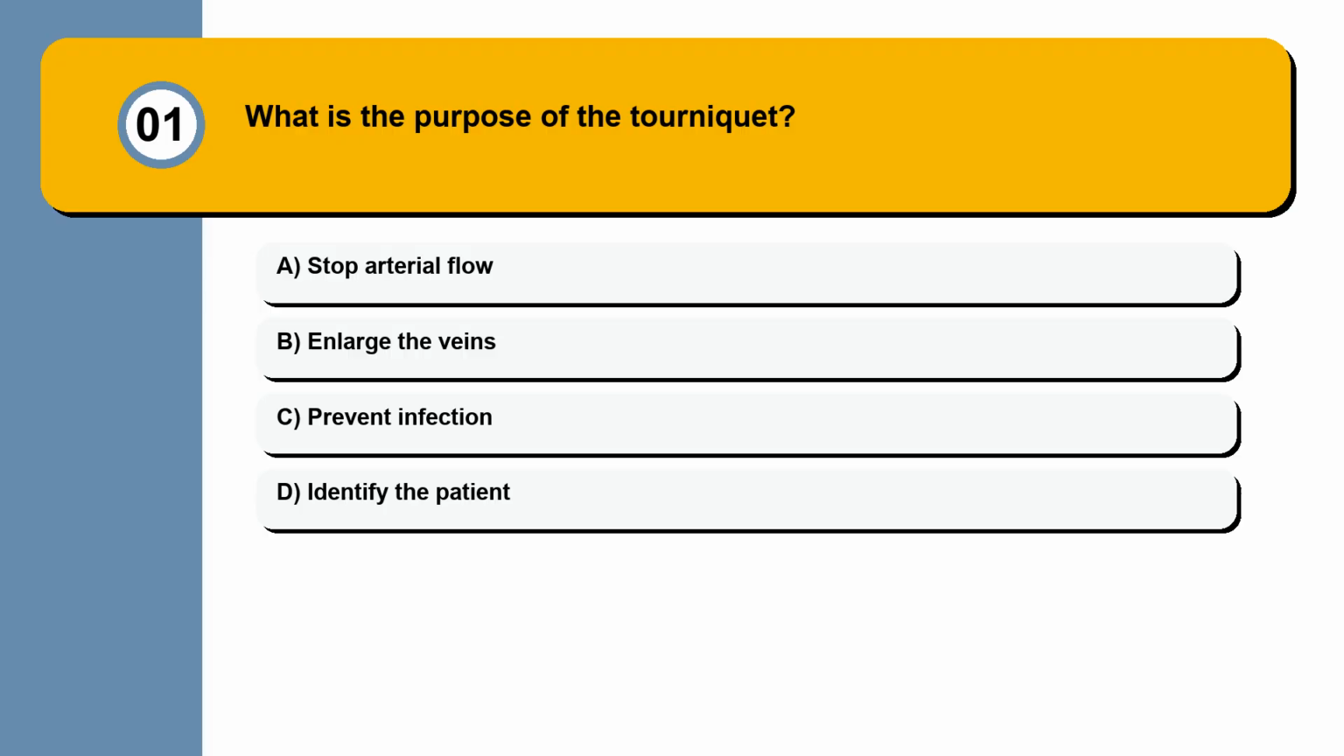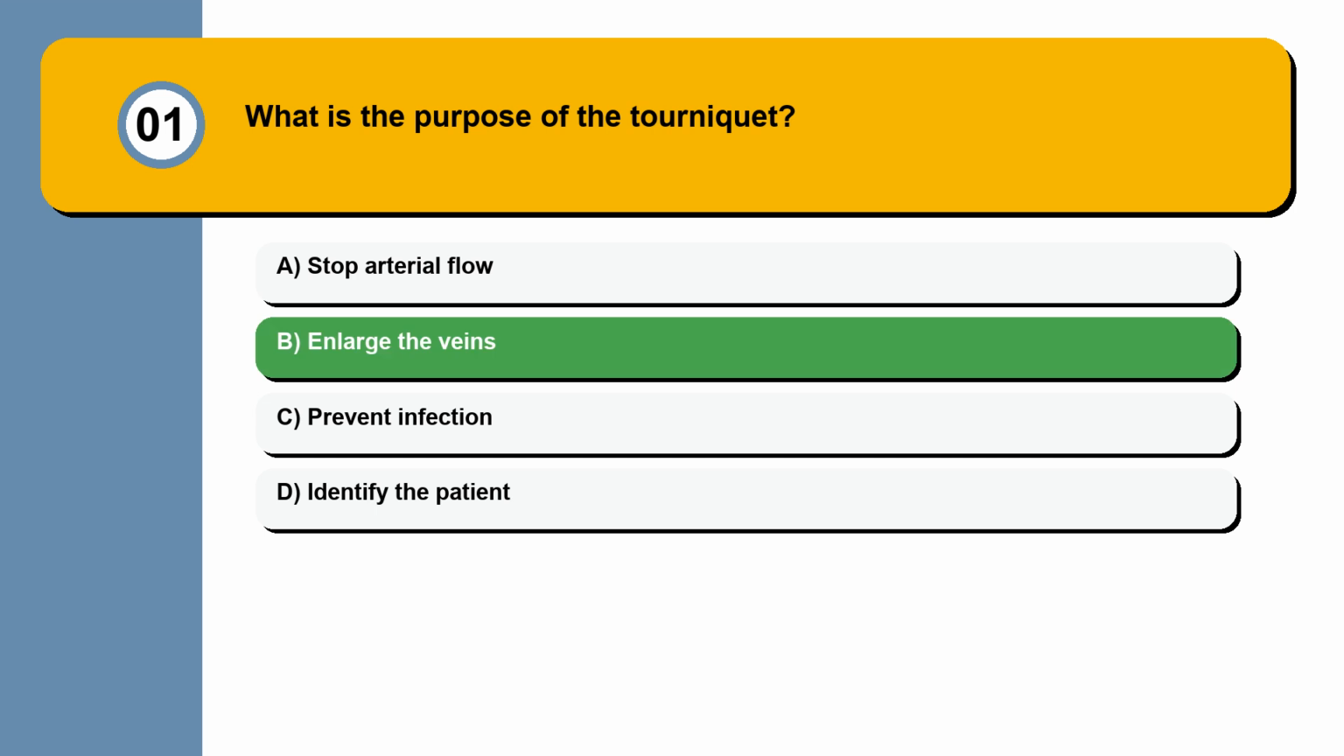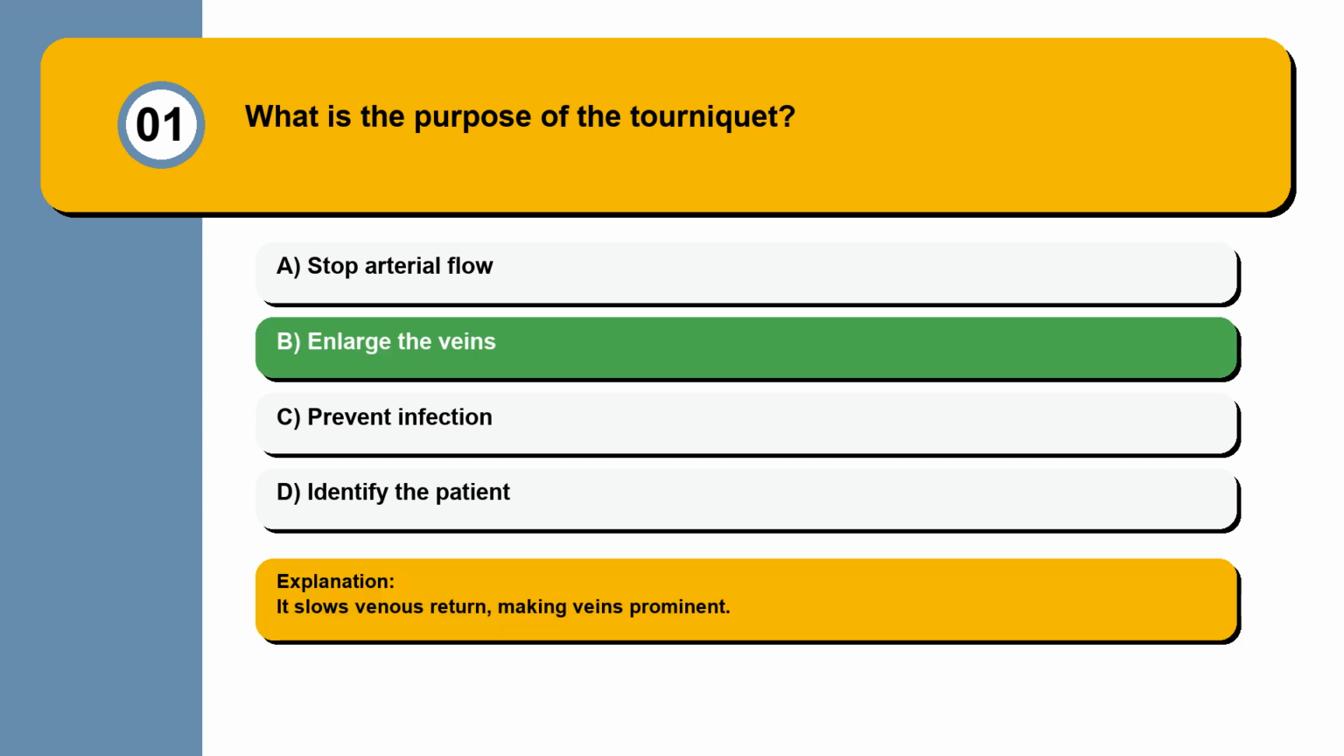Question 1. What is the purpose of the tourniquet? Stop arterial flow. Enlarge the veins. Prevent infection. Identify the patient. It slows venous return, making veins prominent.